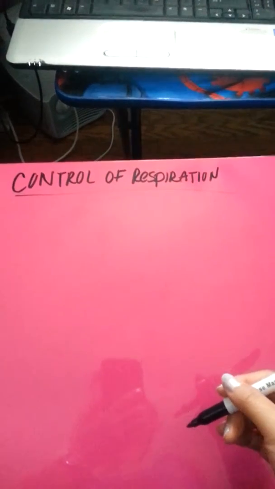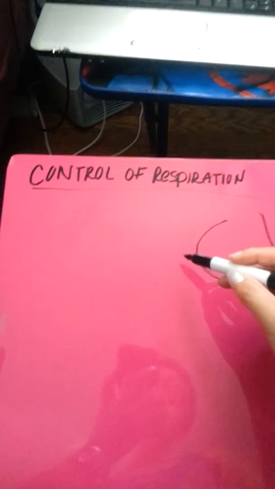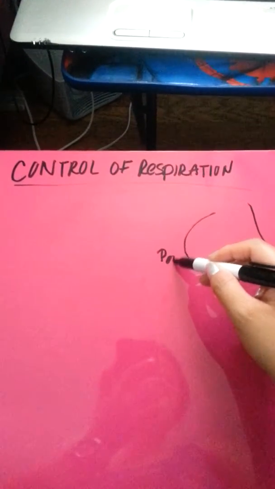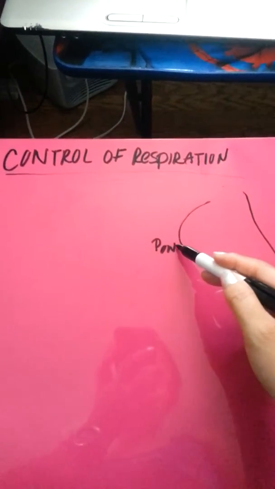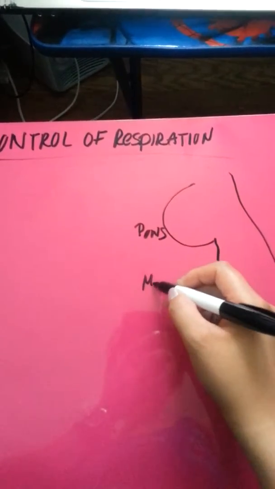This is how I study control of respiration. Now, for this part, we're going to be talking about the pons and the medulla. Let me just do a quick little drawing here. Let's do this as the pons right here. Okay, so this is the pons. And this is the medulla down here.